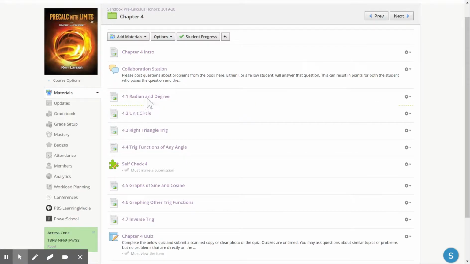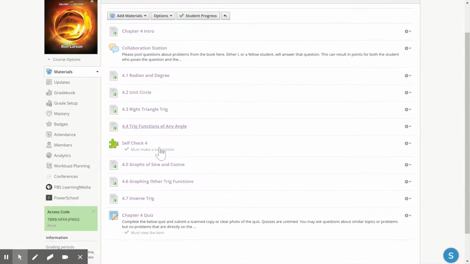We start by just talking about the basics of what are radians and angle measures and things that we can talk about there within 4.1. Then we move on to the unit circle, some right triangle trig and trig functions of any angles. Once again, you have that self-check. And then really we talk about graphs of sine, cosine, tangent, and all the reciprocal trig functions. And we end with inverse trig.